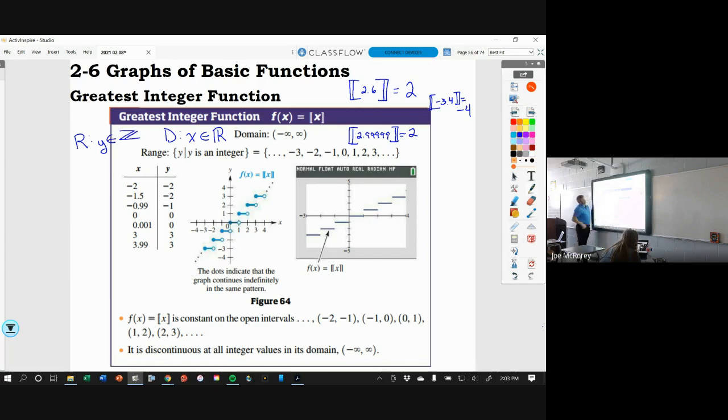It's a Z. Okay? It's a double stick Z. So if you see a double stick Z, that implies integers. Why is it not an I? Because that refers to imaginary numbers.